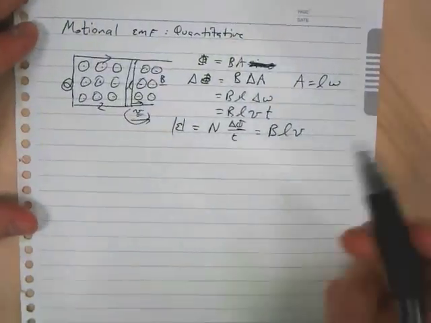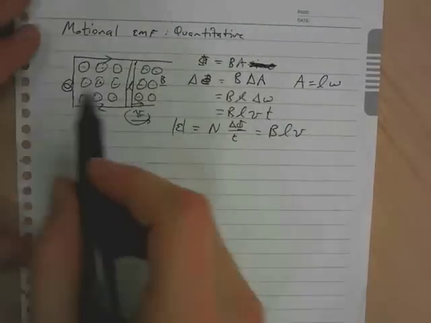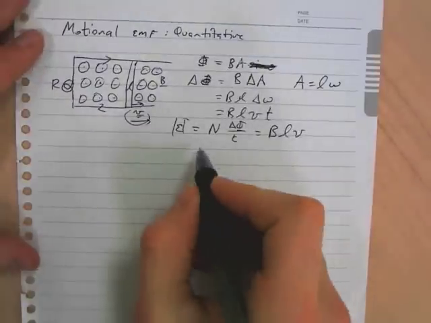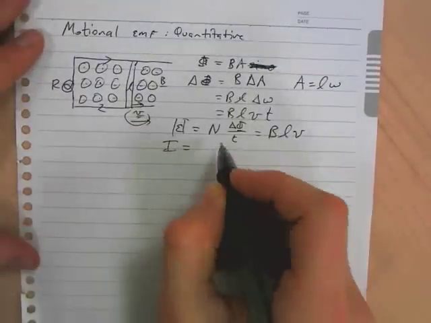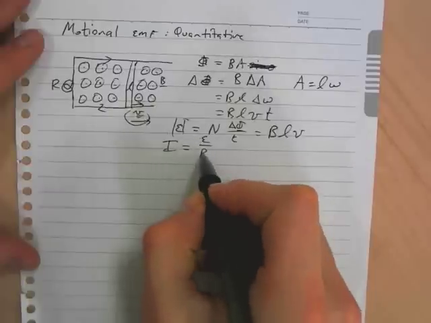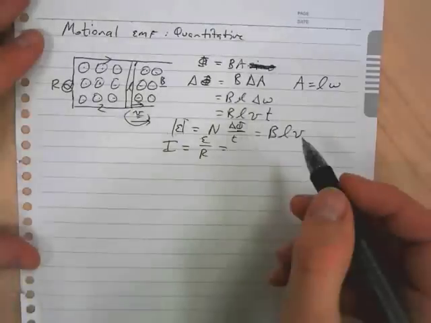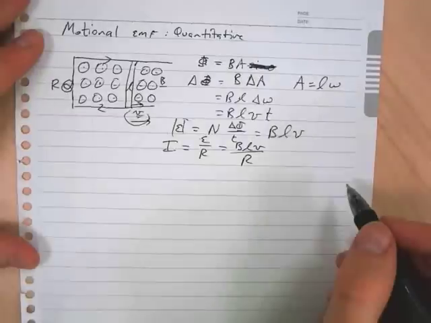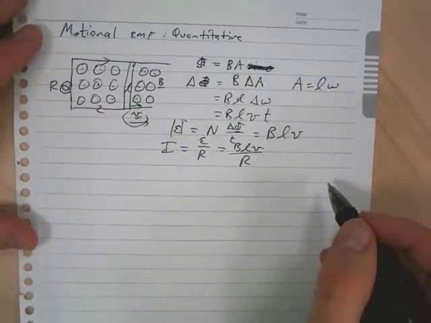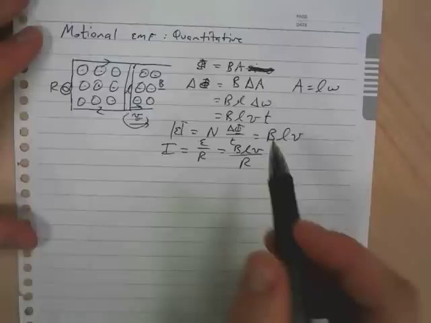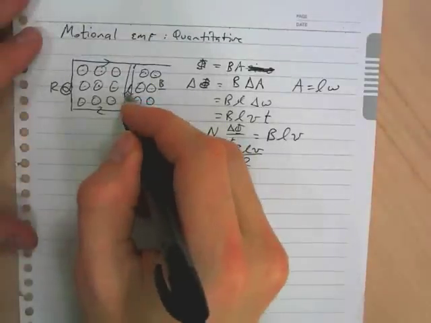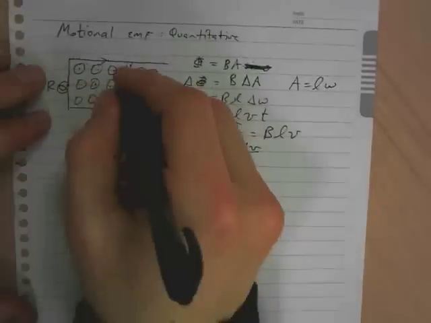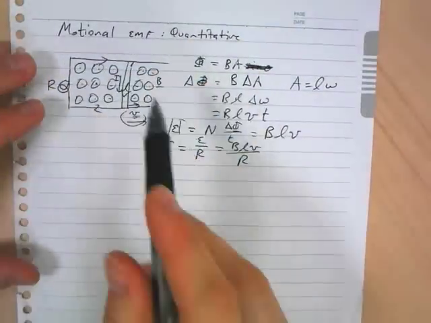And that current, if we say this light bulb has resistance R, this is our EMF generated, then we can say that that current is just equal to that EMF over the resistance of the light bulb, because V equals IR, Ohm's law. So that's BvL over R, is the current generated in this loop. So if the current is going that way, let me draw that in there, current is headed in this direction.